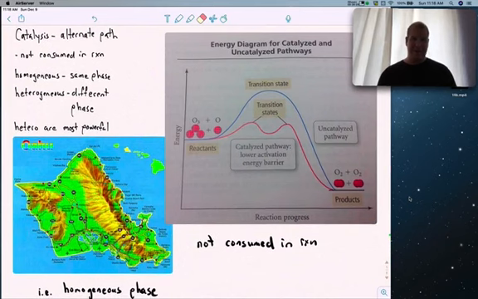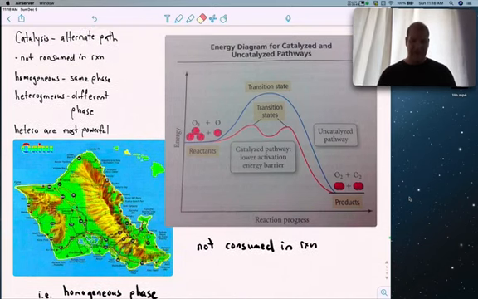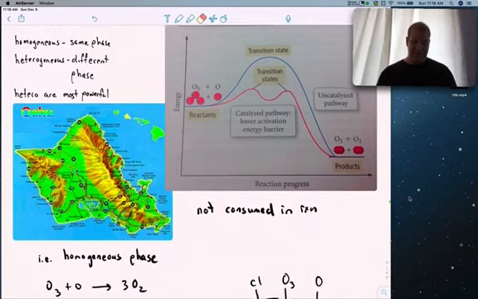Catalysts provide an alternative path. They're not consumed in a reaction. Homogeneous are the same phase. Heterogeneous are different phase ones. The heterogeneous catalysis, these are the more powerful ones. So how do they work? Well, if you look at this graph here on the right, potential energy is the y-axis, and the reaction progress, the reaction coordinate, is the x-axis. You can have a catalyst that provides easier transition states going forward.